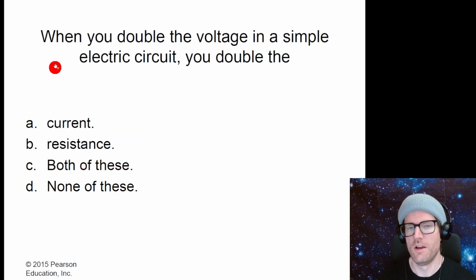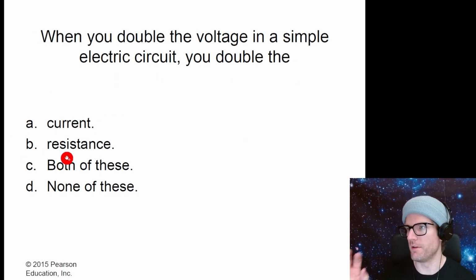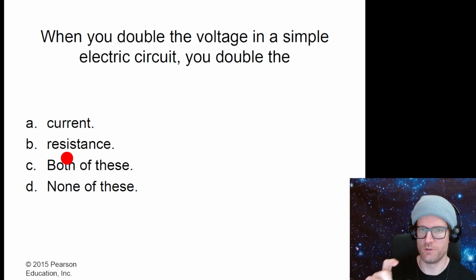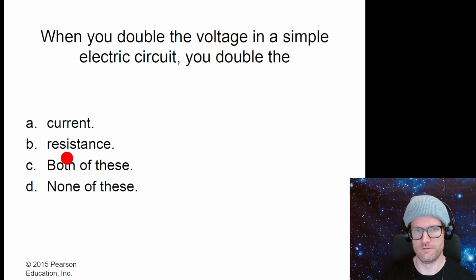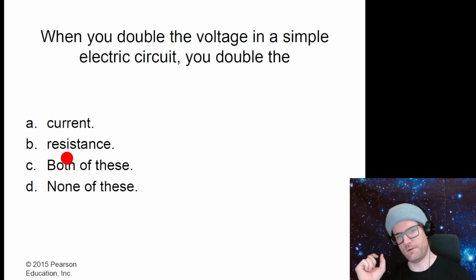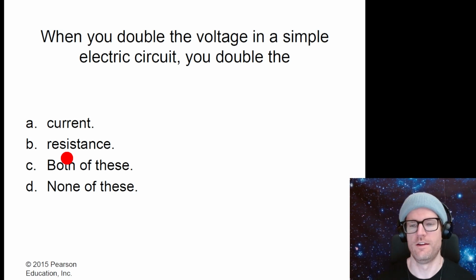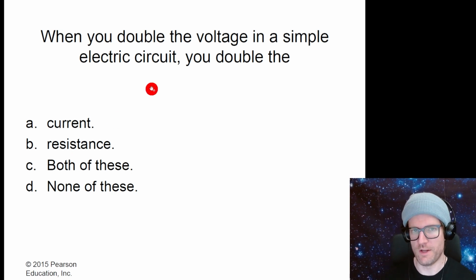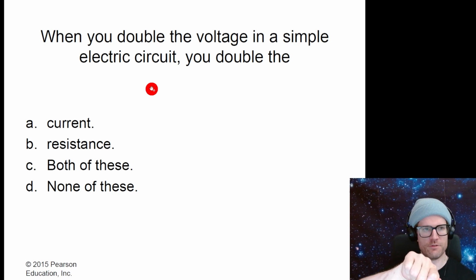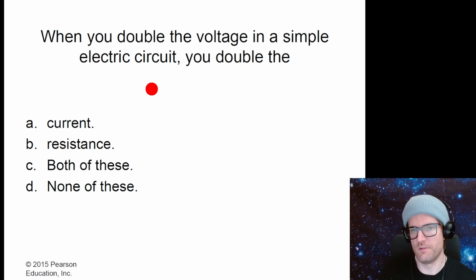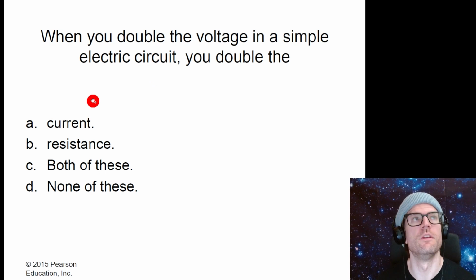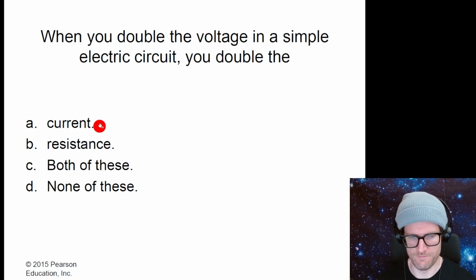Okay. When you double the voltage in a simple electric circuit, you double the current. Resistance is dependent on the hardware you used. If you want to double the resistance, you have to swap a resistor out. You have to take a 2 ohm resistor out and put in a 4 ohm resistor. So that's determined by the physical part of the circuit. But if I increase the voltage from 2 to 4, then I would double the voltage. Sorry, double the current. So it's got to be A.